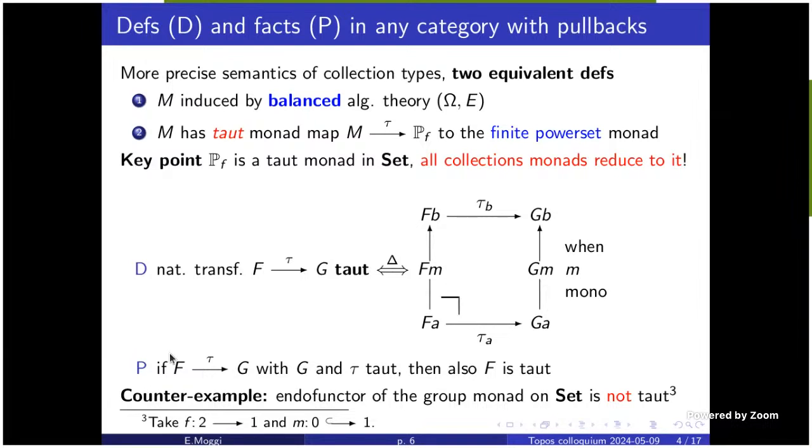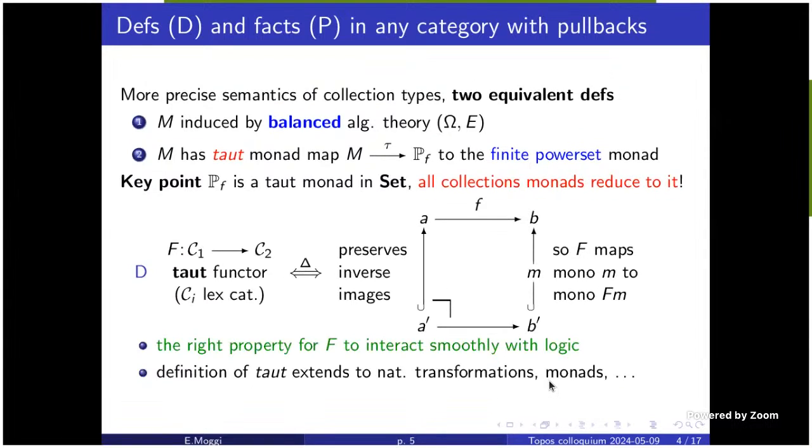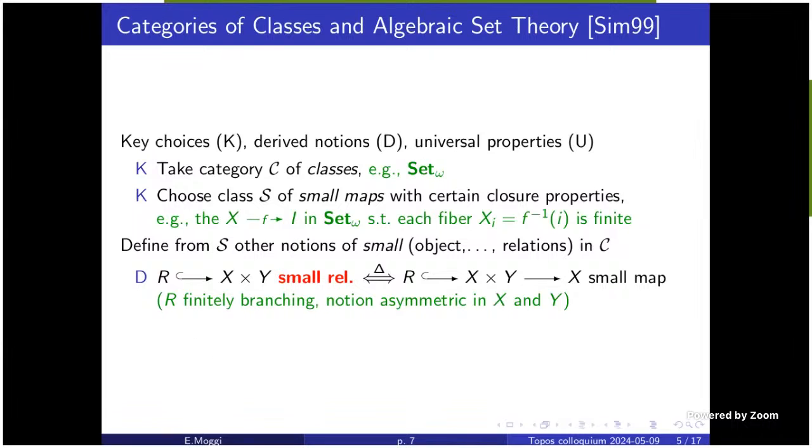Okay. A general fact is that if you have a taut natural transformation from a functor F to a taut functor, then also F must be taut. Okay? So in particular, if we go back to this definition, if we have that P of F, the finite power set, is a taut monad, then of course, any monad that has this taut monad map is necessarily taut.